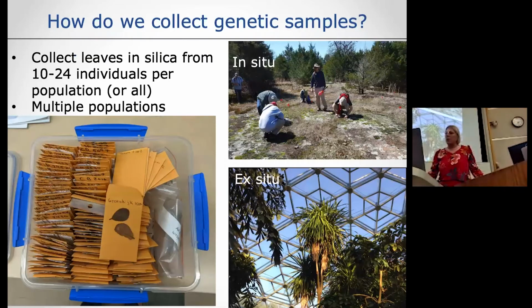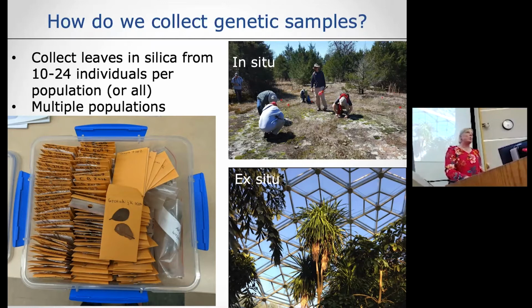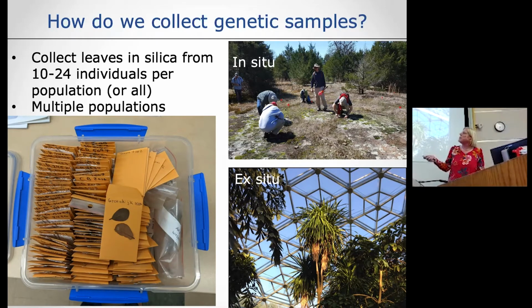Okay, so what do we do? What we do is we'll go out into a population, either in ex situ collections or in situ collections, and we'll sample leaves. So this is what one of our collections looks like. So we have a little leaf here. There's silica gel in this, and it dries out the leaves and it preserves them for DNA analysis.